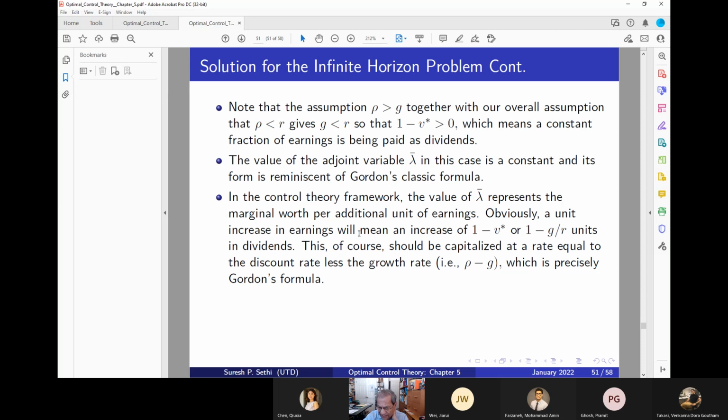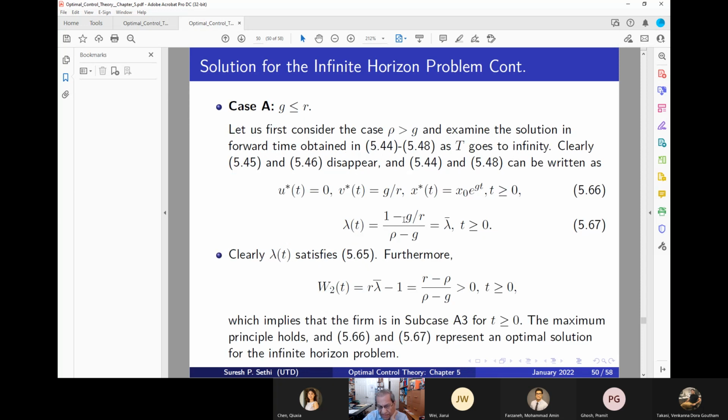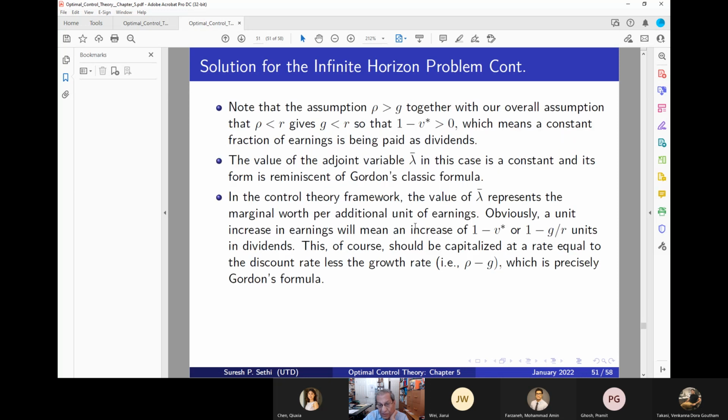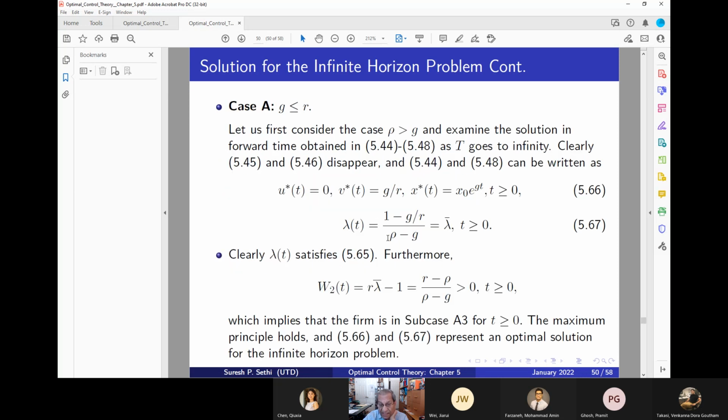A unit increase in earning will obviously mean an increase of 1 minus G bar units of dividend. So 1 minus G bar is the dividend, and the dividend is growing at the rate G and being discounted at rate rho. Gordon said that if a stock is earning a dividend which is growing at rate G and being discounted at rate R, then that is the value of that stock.